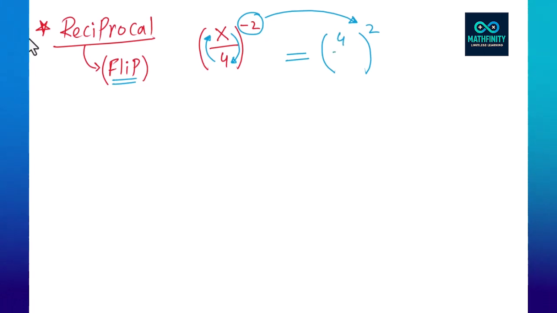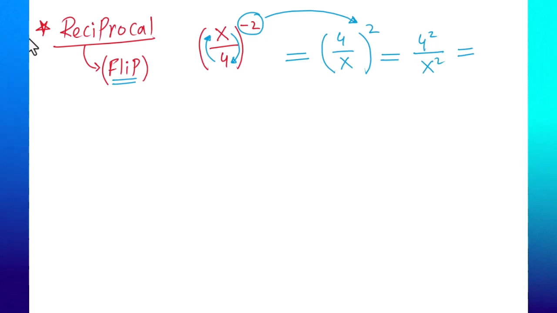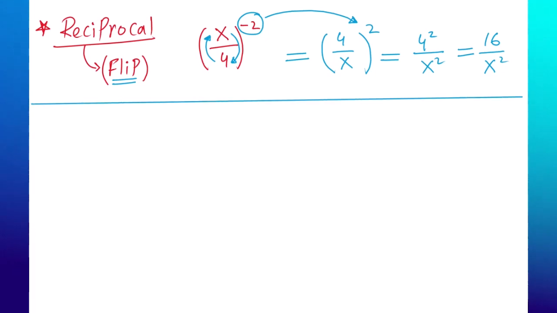So we write 4 over x, and then you can open the bracket: 4 power 2 and x power 2. Then you can write the final answer, 16 over x squared. So whenever you see the index is negative, the first step is to change the negative index into positive. When you change it into positive, then you can open and distribute the power.